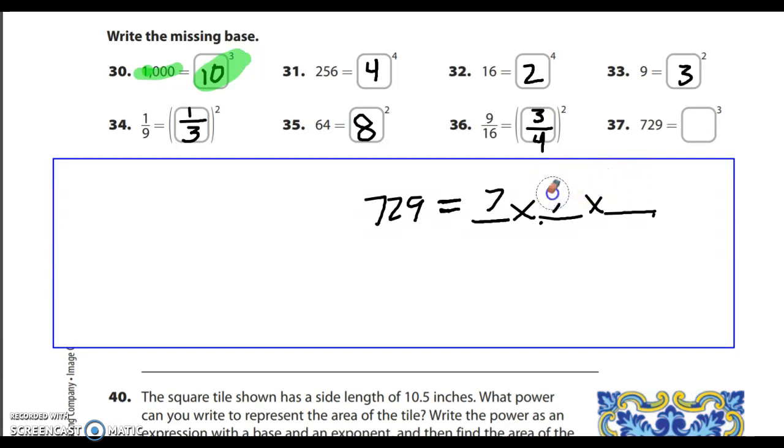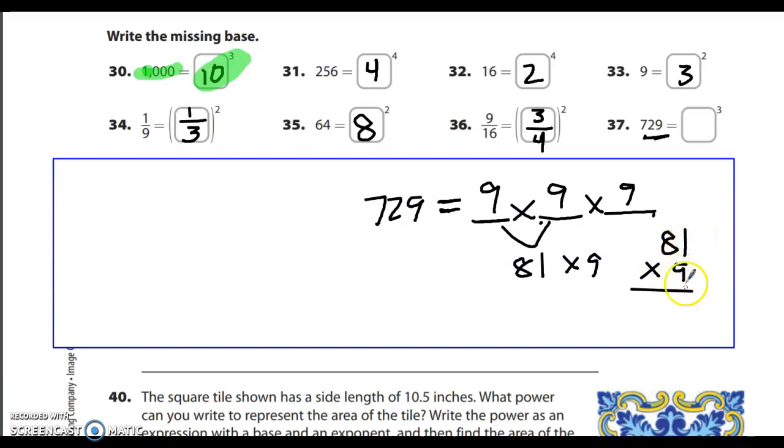But we said it's got to be smaller than 10 because 10 times 10 times 10 is 1,000, and I'm only going up to 729. I wouldn't try 8. That seems like it would be an even number. So I'm going to try 9. 9 times 9 is 81 times 9. Let's just see if 81 times 9 is 729. 9 times 1 is 9. 9 times 8 is 72. And it was right. That was the right guess. It's 9 to the 3rd power.